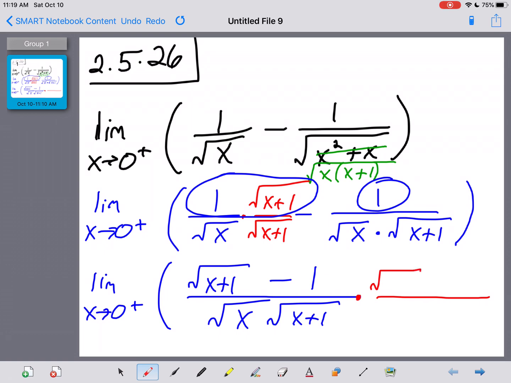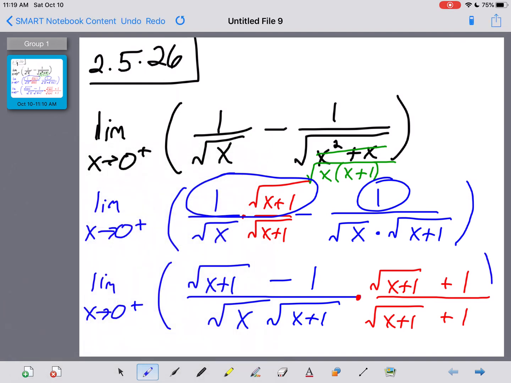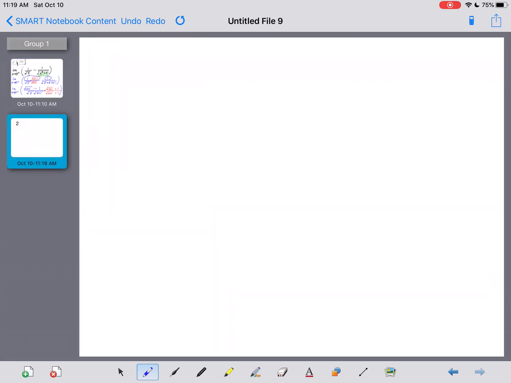So it's going to be the square root of x plus 1, plus 1, that we're going to multiply on both the top and the bottom of this fraction. Switch back to blue here and we'll close that off, and that's where we are right now. Okay, so with that in mind, I need a new page right here. Let's see where that gets us.